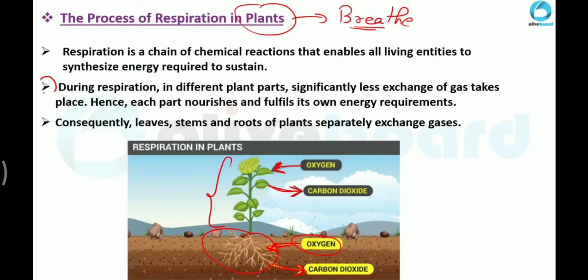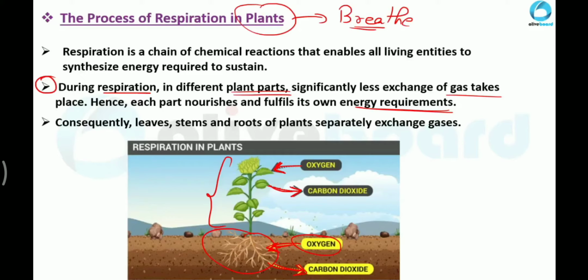First try to understand a few more things. During respiration, significantly less exchange of gas takes place between different plant parts, hence each part nourishes and fulfills its own energy requirements. Like for animals and human beings, we have organs.